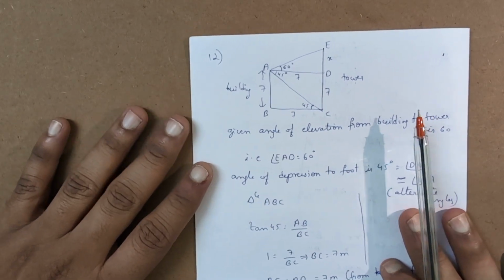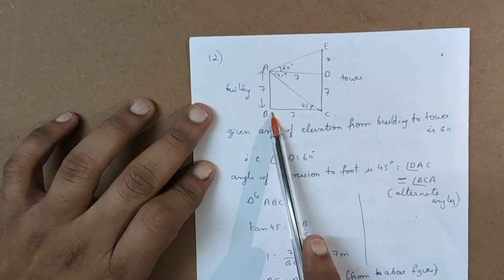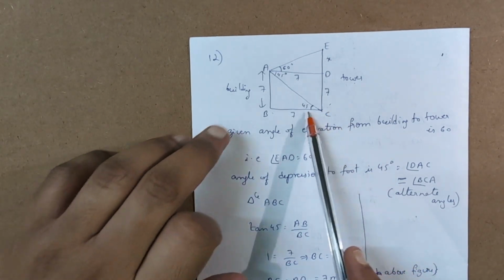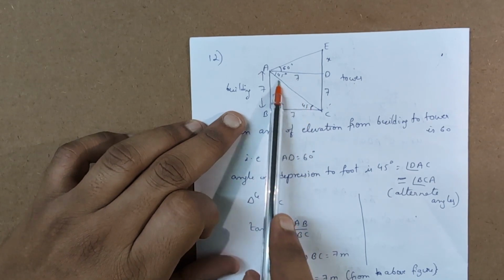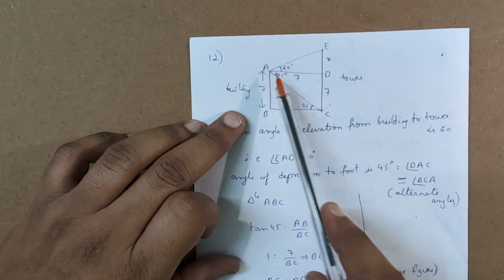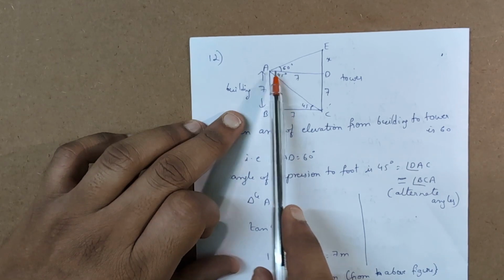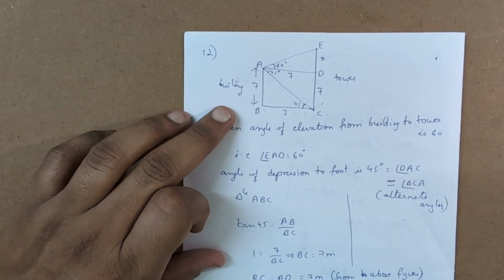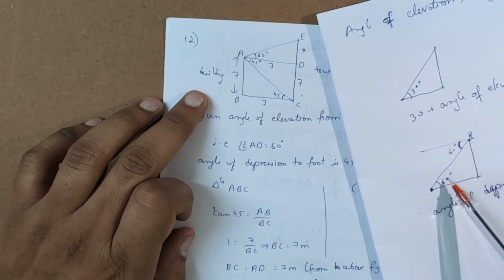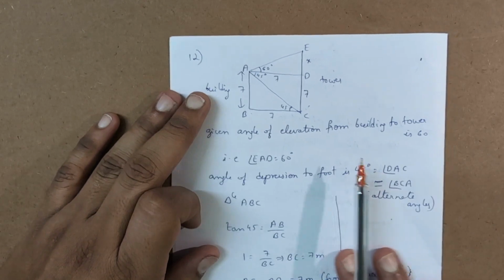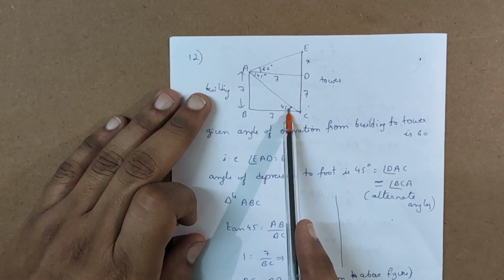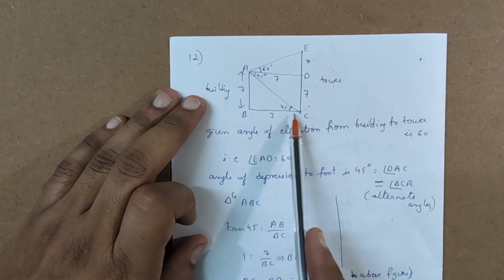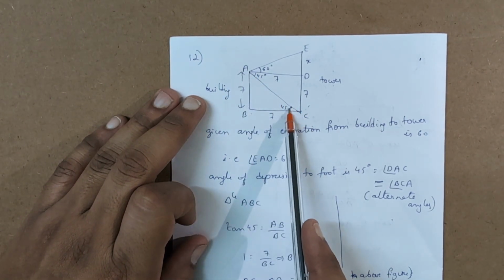What is mentioned in the question is, we have a building here which is of height 7 and there is a tower, and they are saying that from this point the angle of elevation to the building is 45 degrees, and the angle of depression from point A to the bottom of the tower is 45 degrees. So as I mentioned previously, if they mention the angle of depression here, then this angle will be the same. In the same way, this angle and this angle are equal. So the angle of depression from the top of the building to the tower is 45 degrees, so I can say that from the bottom of the tower to the building is also 45 degrees.